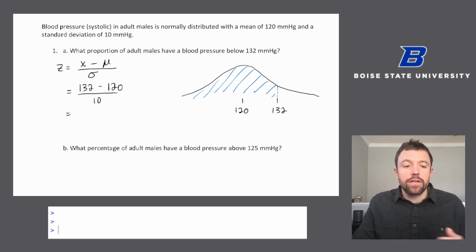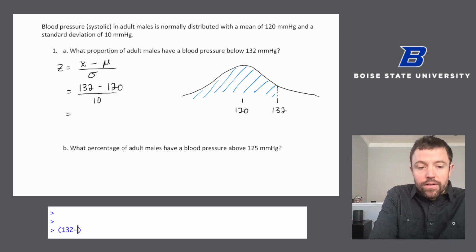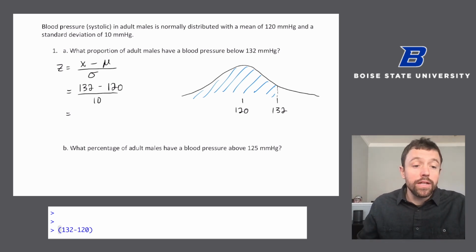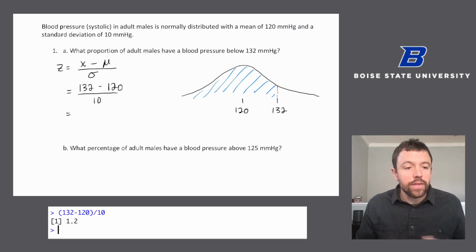And I'm going to type this into RStudio, even though this is probably unnecessary, right? I'm dividing by 10. I could just do this in my head, but I like to point this out. If you're doing this calculation in RStudio, it's important to put the numerator in parentheses. If you don't put the numerator in parentheses, it won't know that it's supposed to subtract before it divides. And then I get 1.2, which of course is right.